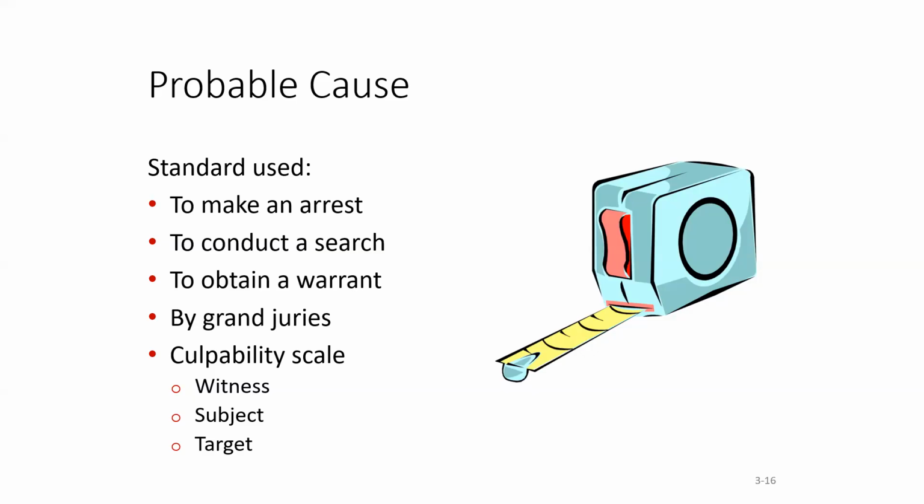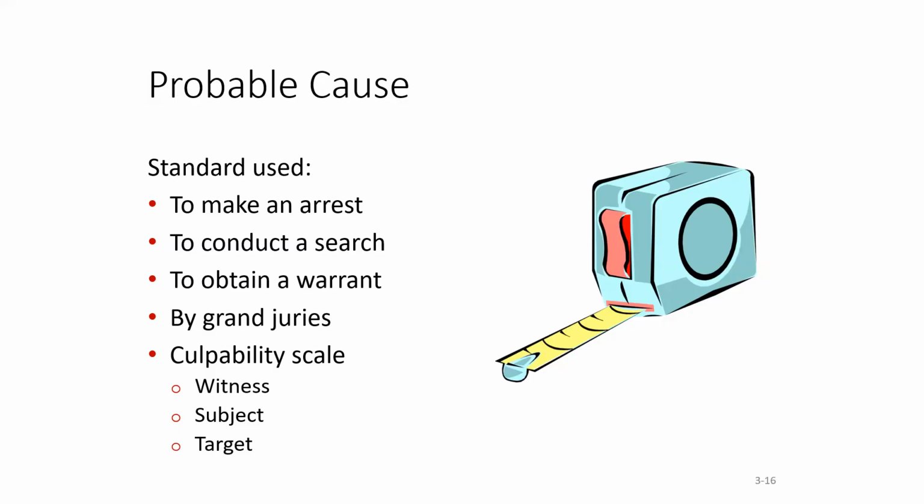One of the first issues associated with probable cause is to determine what we're talking about. So this culpability scale, these are kind of like the players in what we're talking about. A witness is a person who is not suspected of a crime. And then as we move up in culpability, the target is believed to stand a better than 50% probability of being criminally charged with a crime.